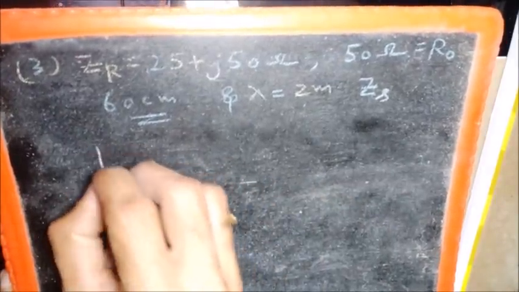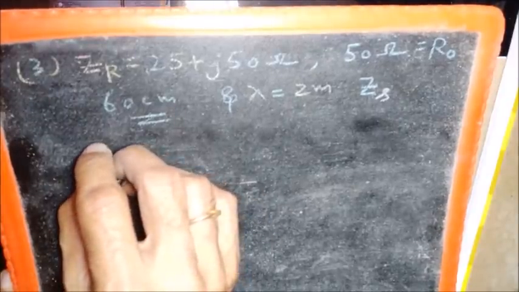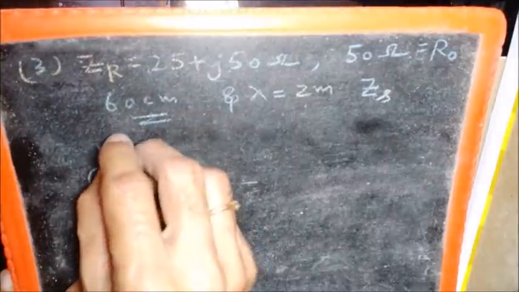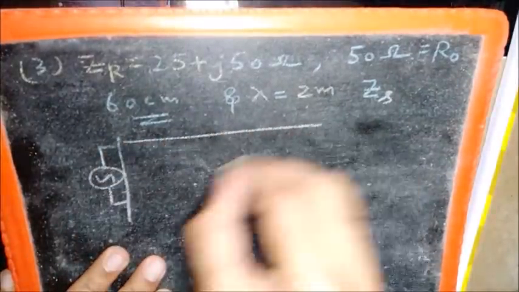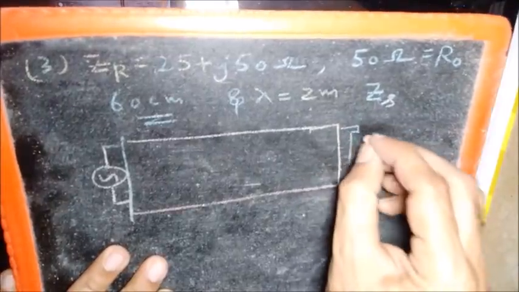Just for the understanding, our figure will be like this. Schematic of the setup will be like this. This is the source. This is the transmission line. And this is the load.